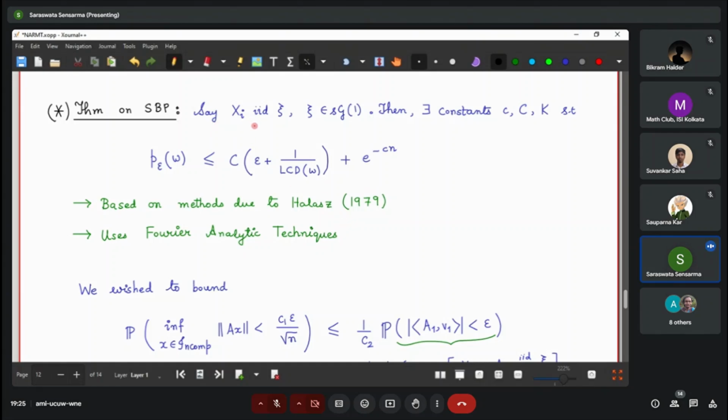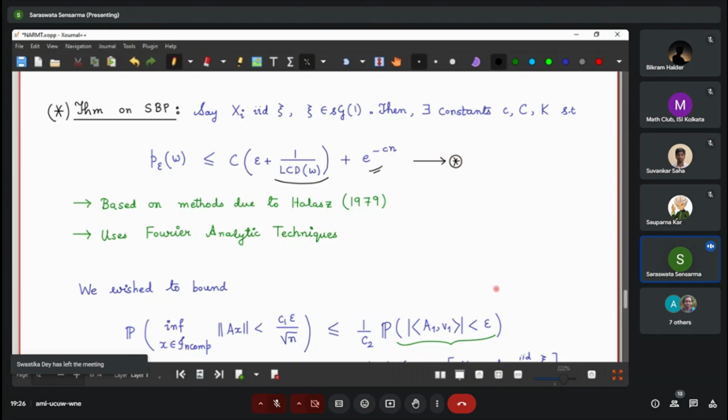We say xi is IID sub-Gaussian random variables, then the small ball probability is controlled by a linear term plus this LCD. Okay, and plus there is some exponential error term. For that you have to choose alpha and kappa properly, but I'm ignoring that entire part. This proof uses Fourier analytic techniques. You have to work with the characteristic function. It's not hard, but there is no point talking about it here. But this is the critical thing that we want to use.